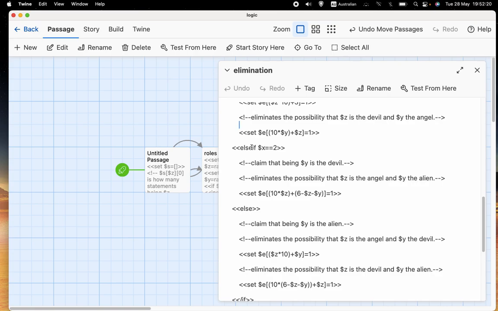Then we go to x equals 2. That is a claim that being Y is the devil. That eliminates the possibility that Z is the angel and Y the alien, because then an angel would be making a false claim. And so we have to eliminate this possibility, which is 10 times Z plus 6 minus Z minus Y.